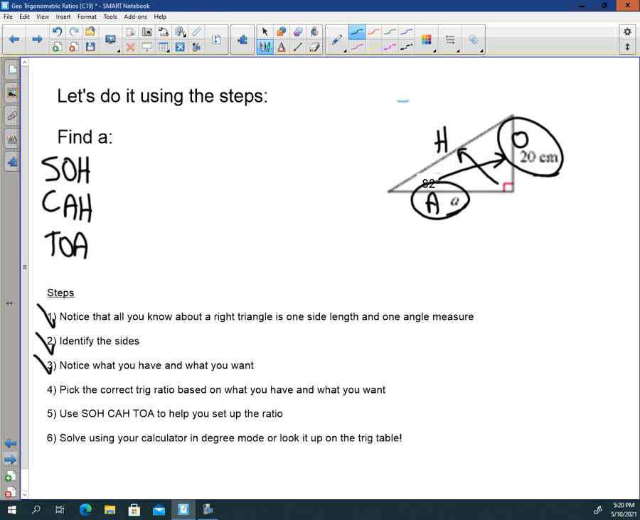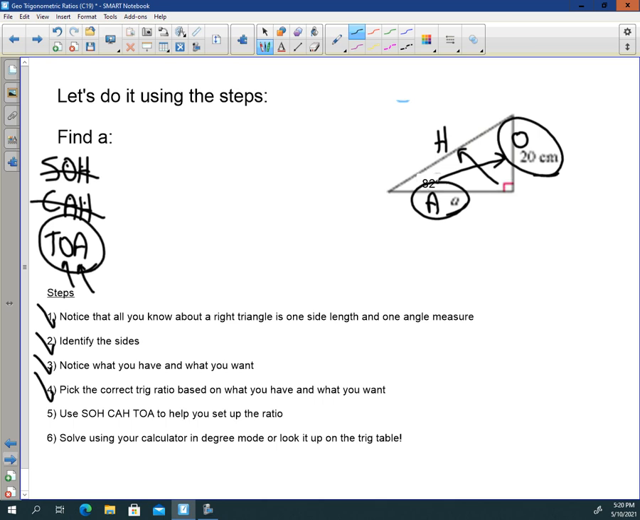Now we have the opposite and we want the adjacent. So sine is out because it has the opposite and the hypotenuse. Cosine is also out because it's adjacent and hypotenuse. Tangent is the only one that deals with opposite and adjacent. So that is the trig ratio we're going to choose.